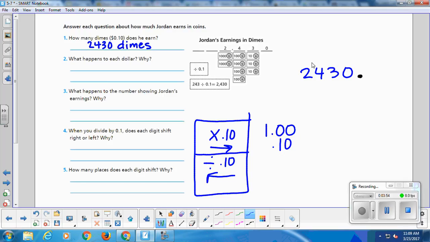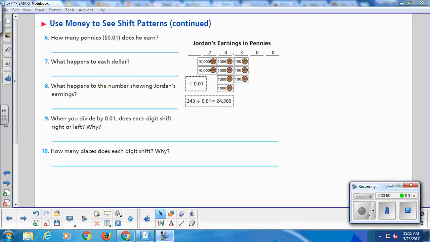And we already answered those questions. Can you try to answer those questions and discuss it with your partner? How many dimes there were? What about pennies? How many pennies are there in a dollar? 100, right?